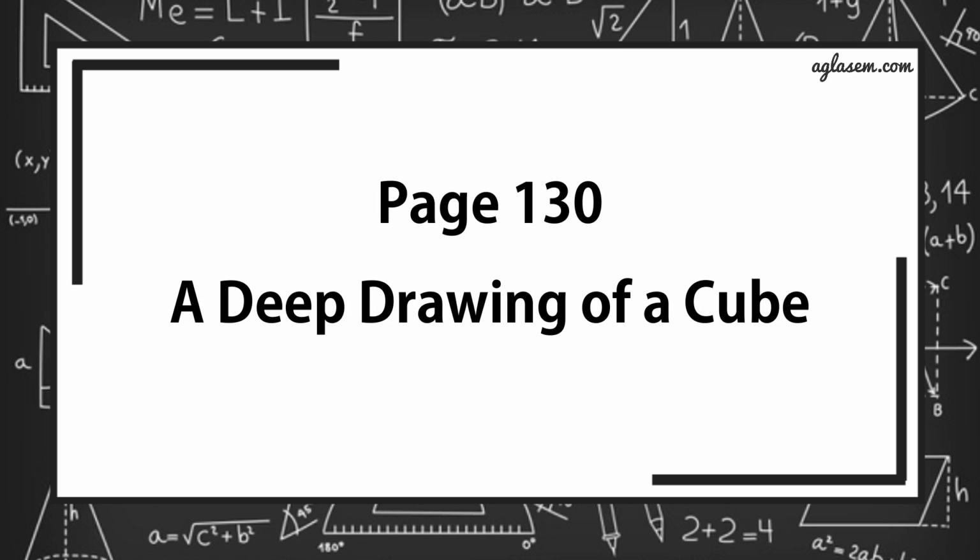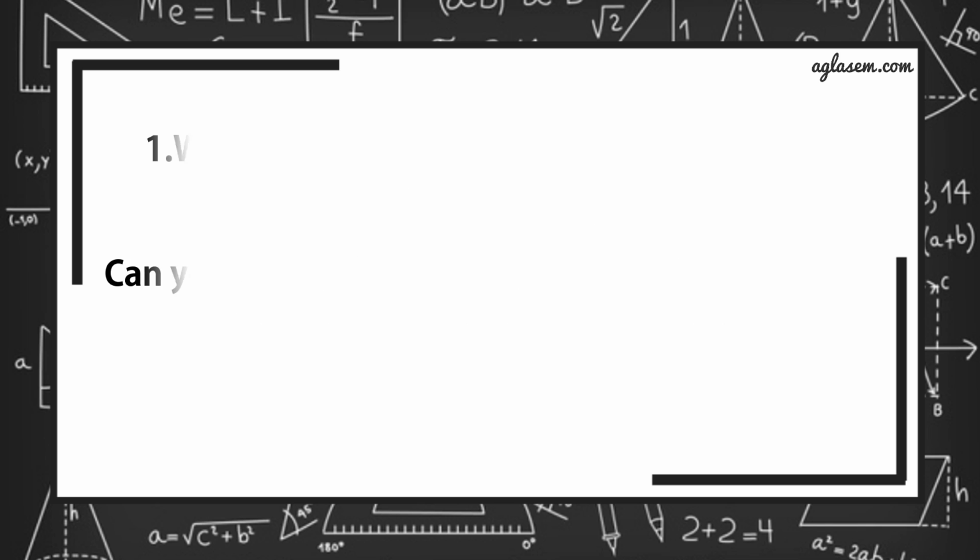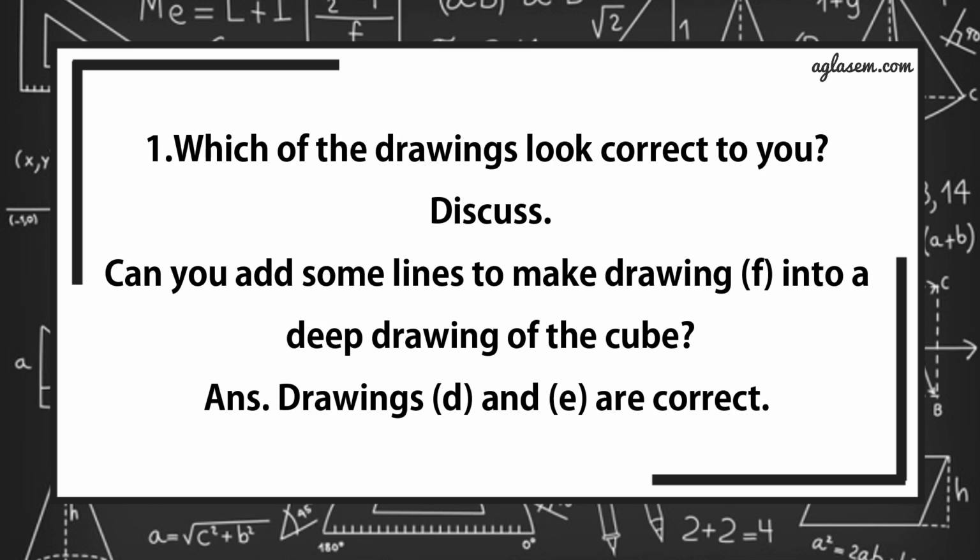Now, turn to page number 130, A deep drawing of a cube. So Mitro and his friend made deep drawings of a cube. Question number 1 says, which of the drawings look correct to you? Discuss, can you add some lines to make drawing F into a deep drawing of the cube? Answer is, drawings D and E are correct.